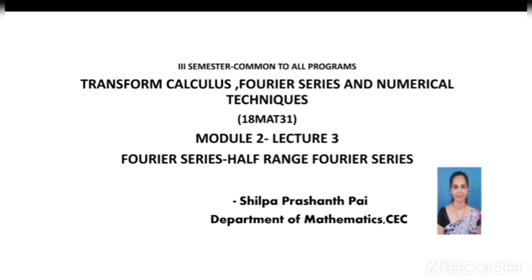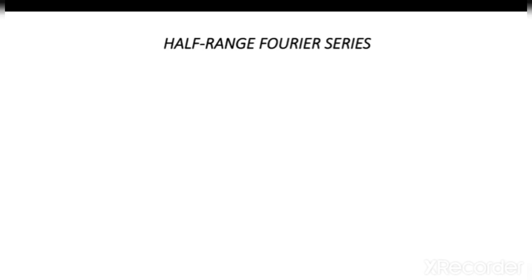Let me elaborate. If a function is described over half the range, say 0 to L, instead of the full range from -L to L, it may be expanded in a series of sine terms only or of cosine terms only. The series composed is then labeled as half-range Fourier series.